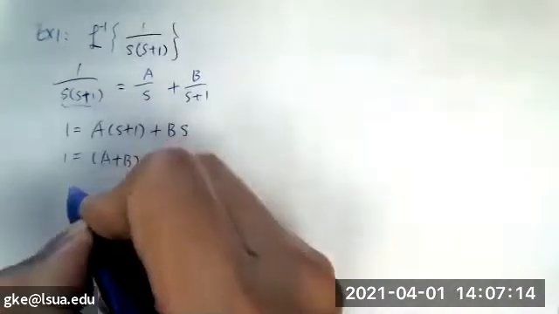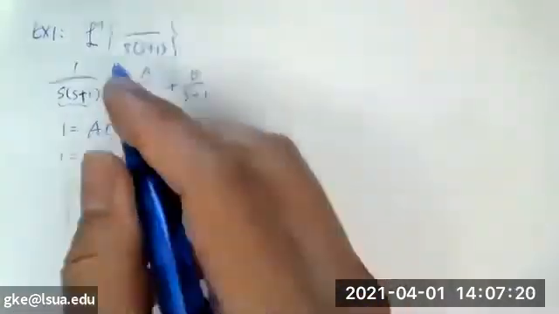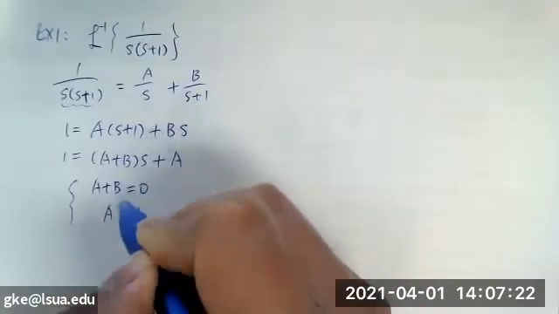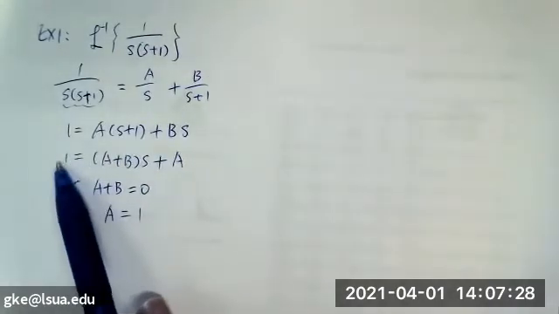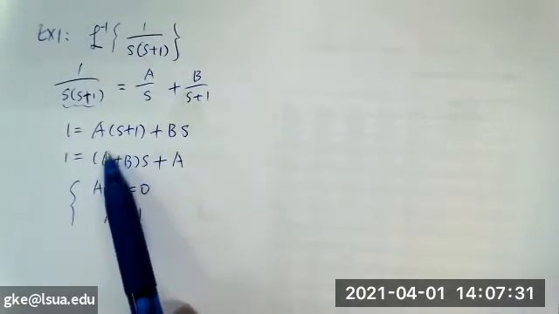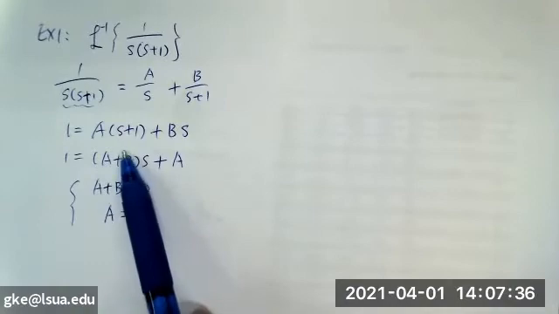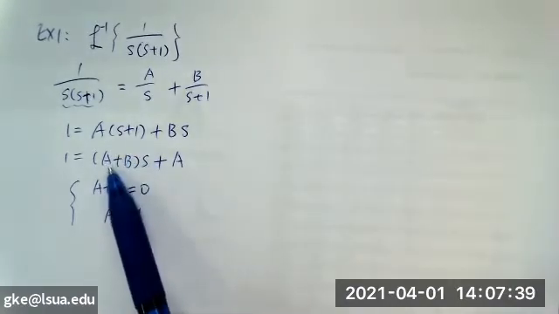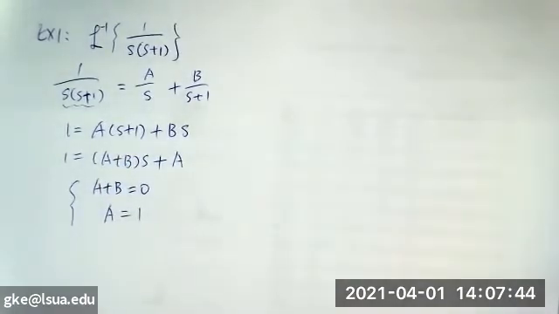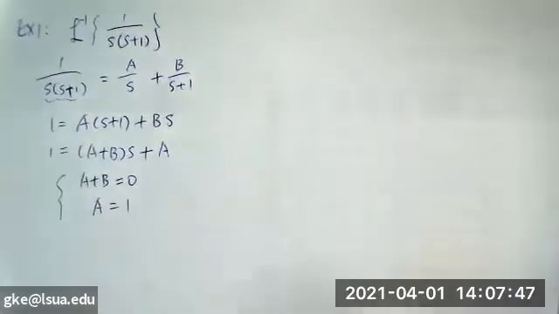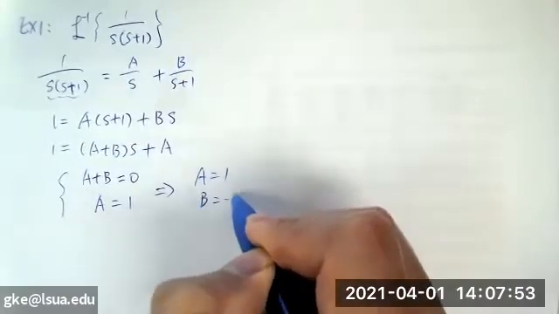And we're gonna have what? A plus B equals 0, and A equals 1, because on the left-hand side we don't have s. So the coefficient of s should be 0, right? That is, A plus B equals 0. After you solve this, you can easily get A equals 1, B equals -1.